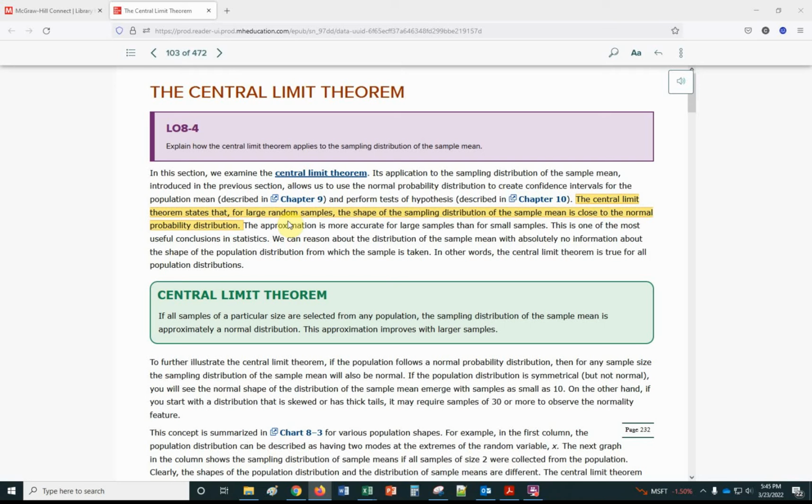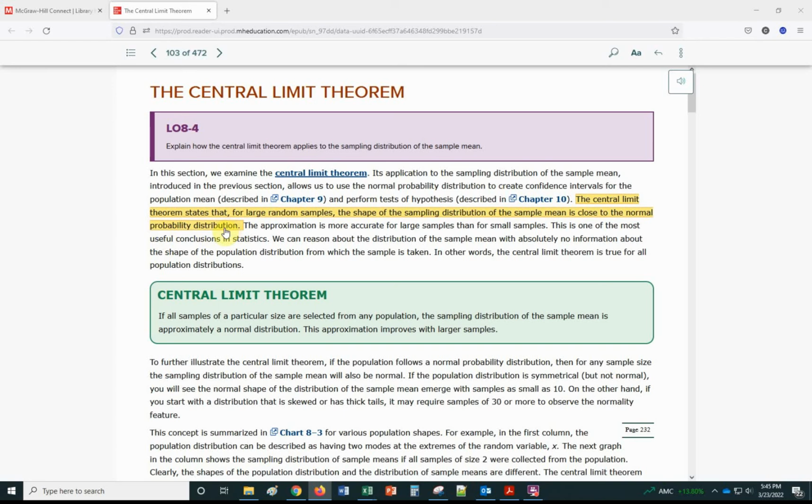The first one has to do with the central limit theorem, which states if all samples of a particular size are selected from any population, the sampling distribution of the sample mean is approximately a normal distribution. This approximation improves with larger samples. Up here it says that the central limit theorem states that for large random samples, the shape of the sampling distribution of the sample mean is close to the normal probability distribution.